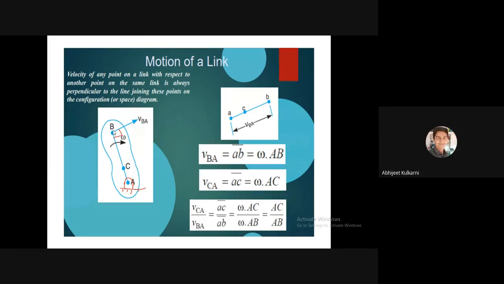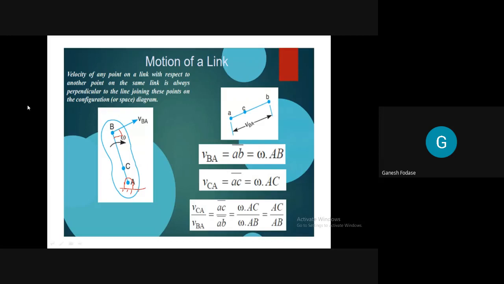Sir, this A is a fixed point. So the distance of AB is not going to change. Then what happened? Then there is no displacement. Then the relative velocity is 0. Absolute velocity will be 0.